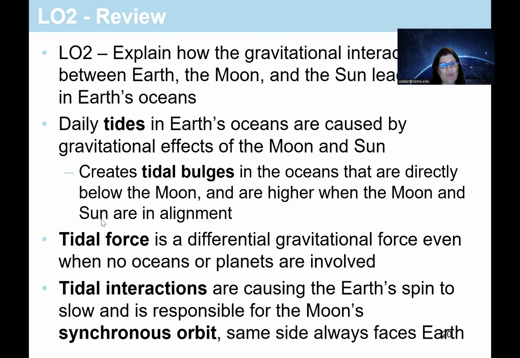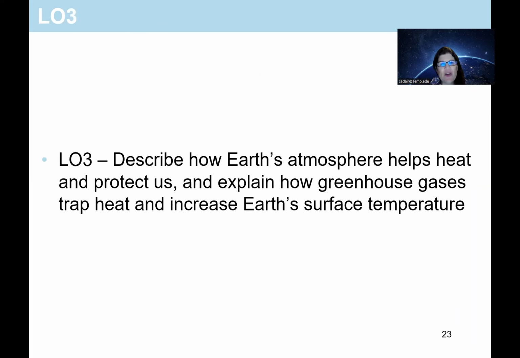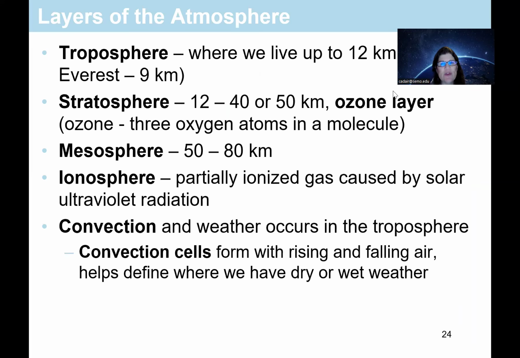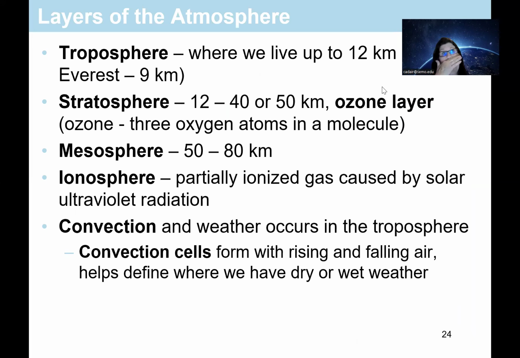All right. So the atmosphere. We live in the troposphere. It goes up to about 12 kilometers, while Mount Everest is 9 kilometers high. Most humans are not astronauts, so most humans will never get out of the troposphere, even planes fly in the troposphere.